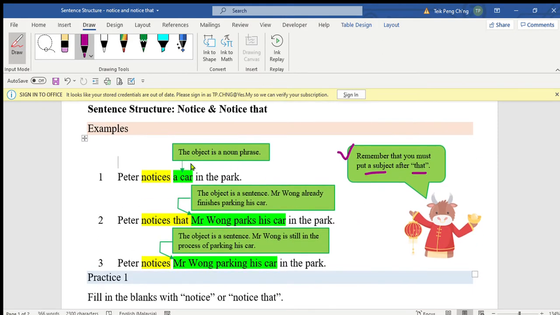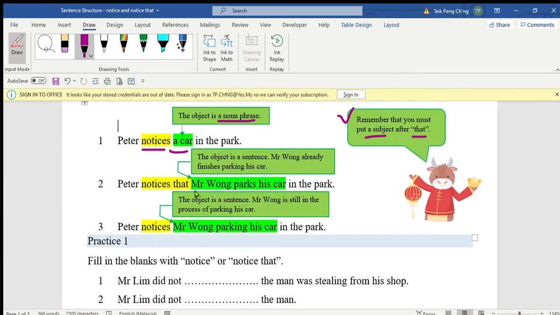Now look at example number 1. Peter notices a car in the park. What is the verb here? The verb is notices. And what is the object? The object is a car, which is a noun phrase. Okay, now look at example number 2.